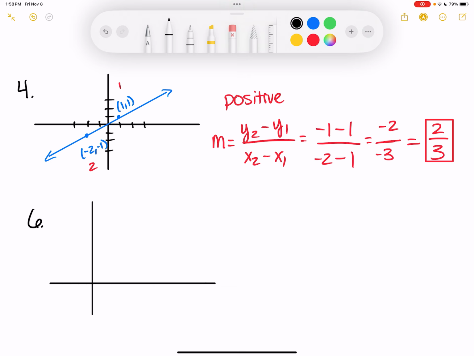All right, number 6 also gives you a graph. Water's clear. Wait, yeah, did you not know that?